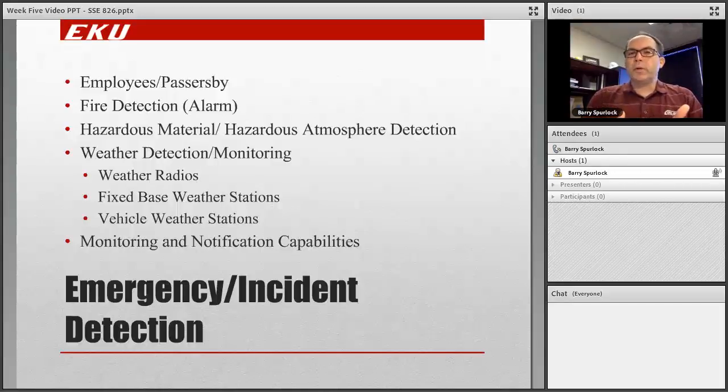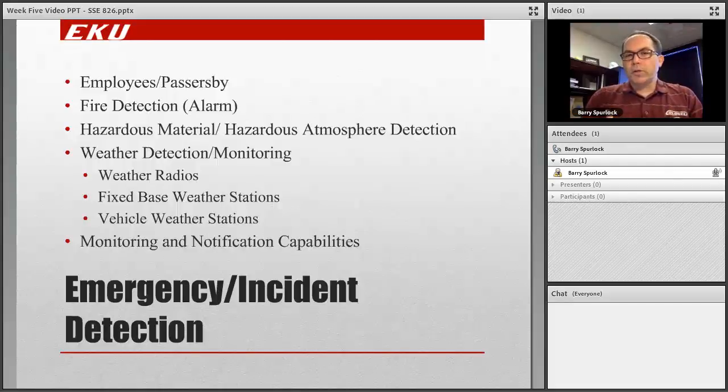But these fixed-base weather stations can also alert a facility, sometimes in a more detailed and more urgent fashion than a traditional weather radio would. That's obviously tied to the National Weather Service. This allows the facility to get data and make some of its own determinations, but they also get the same warnings that you might get through just a normal weather radio.